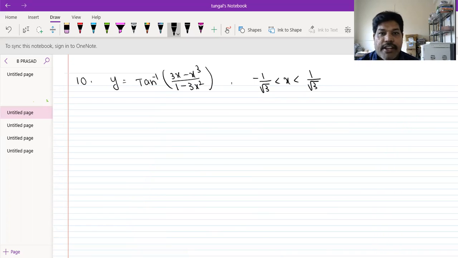In the previous question, we took this one actually. So the domain is here. That is question number 10: y is equal to tan inverse of (3x minus x cube) by (1 minus 3x square). The question is the same, students. So see what the solution of this question is.